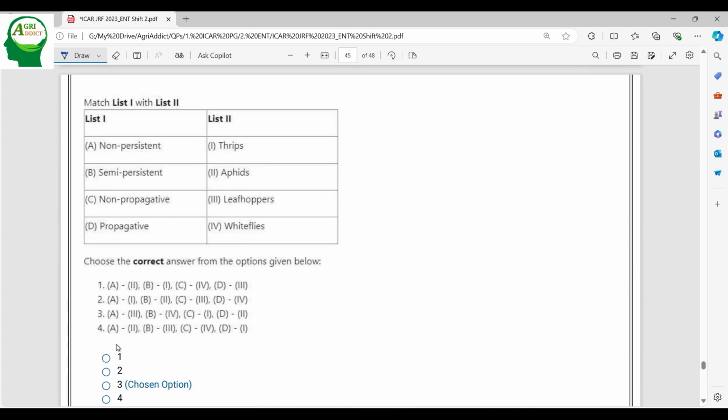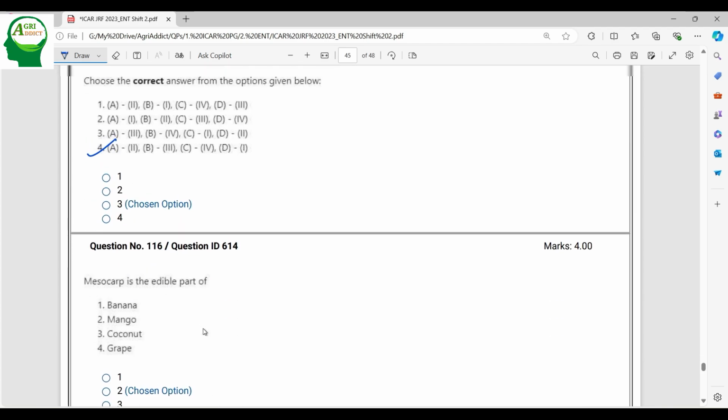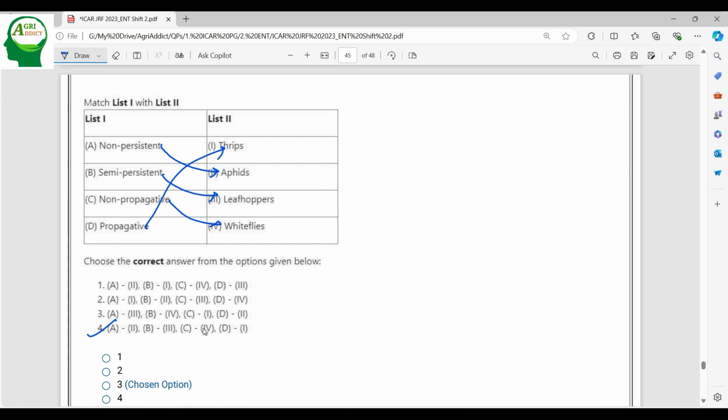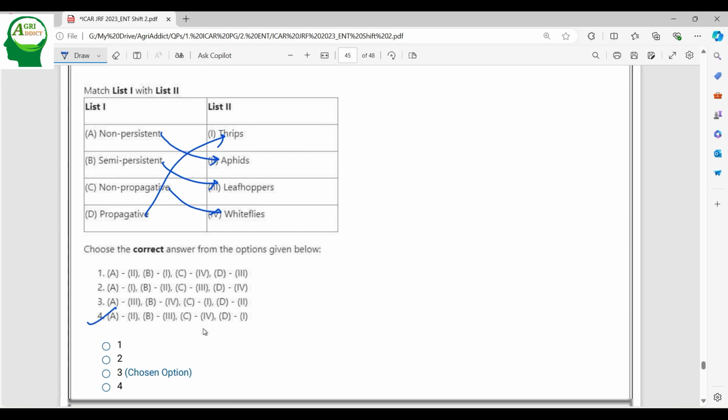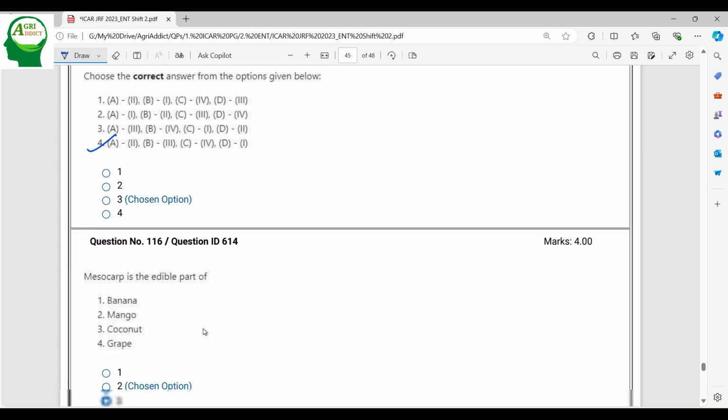Now match the following from the virus transmission chapter. First, non-persistent: aphids. Persistent, non-persistent and semi-persistent transmission can all be seen by aphids. Semi-persistent is mainly by leafhoppers. Non-propagative is by whiteflies, and propagative is by thrips. So A2, B3, C4 and D1 is the correct answer. Just read the virus vector chapter or the arthropod vector chapter from the Entomology treatise book, and you will clear all of your doubts.